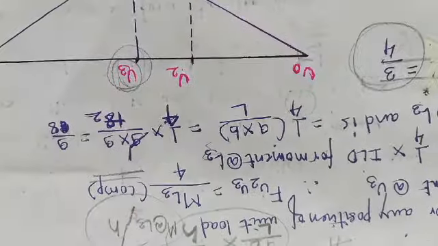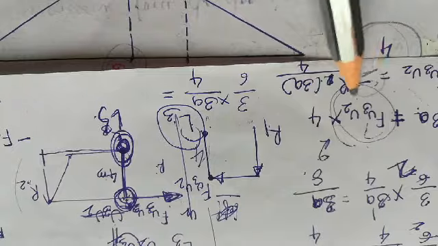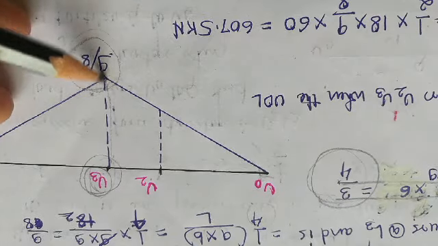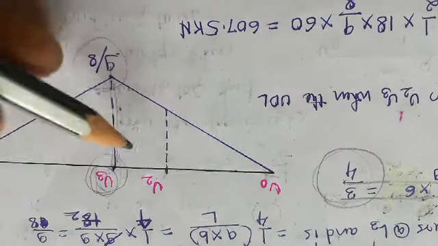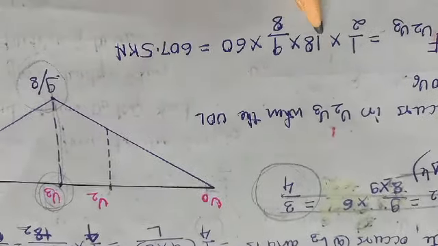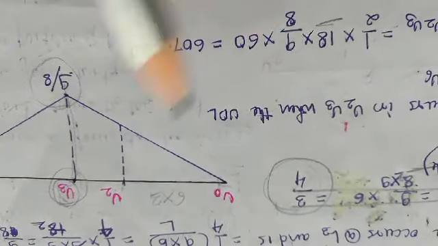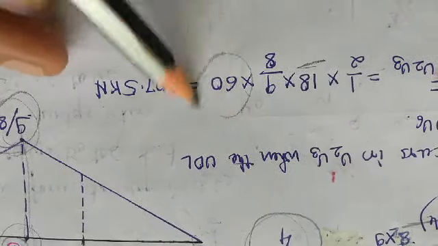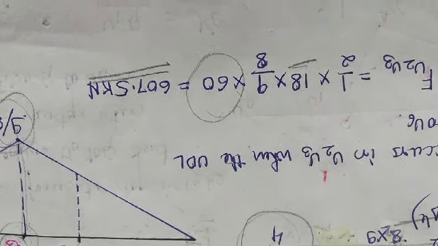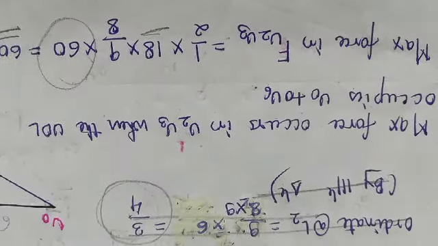We saw in the previous example, here I was getting the negative sign. So this negative sign indicates nothing but it is compressive in nature. Now I want the maximum force. So what I will do, area of this triangle. What is the area of the triangle? Half base into height. Completely, it is 6 into 3, 18. Height is 9 by 8 and the intensity is 60. So I'll get it as 607.5 kilonewton. Okay, thank you.